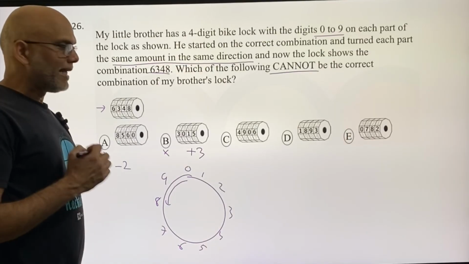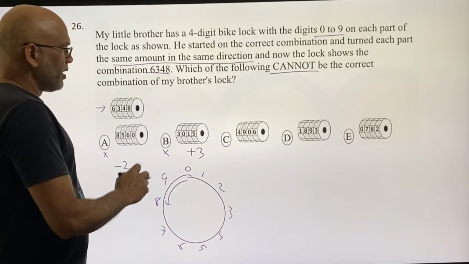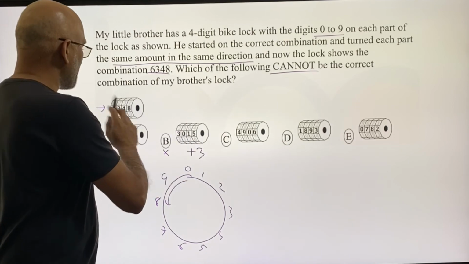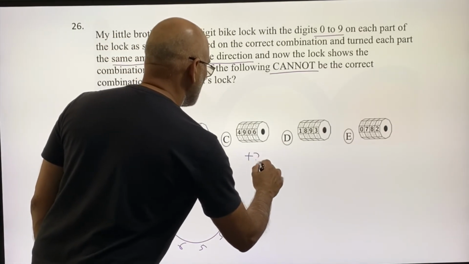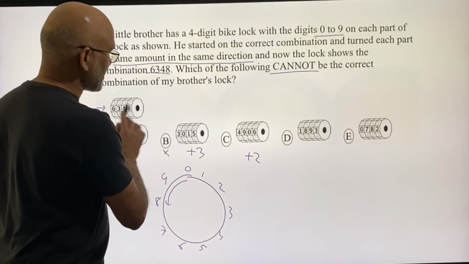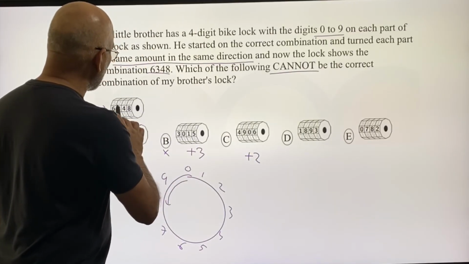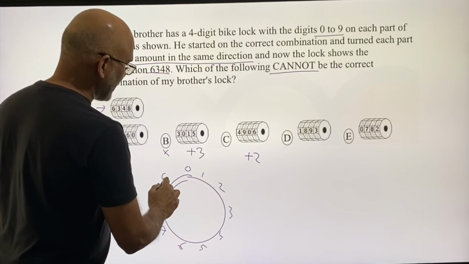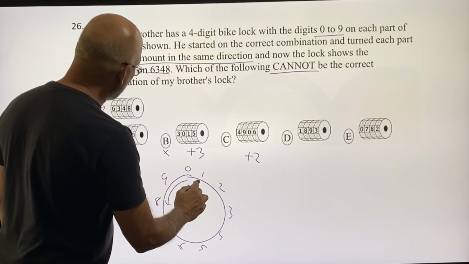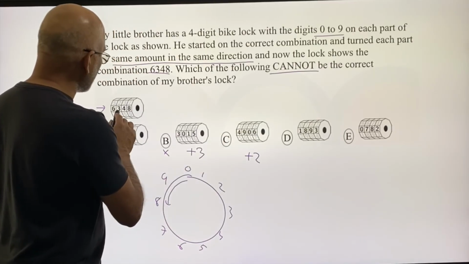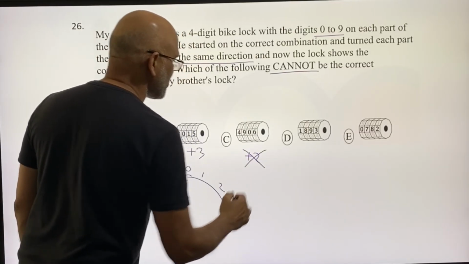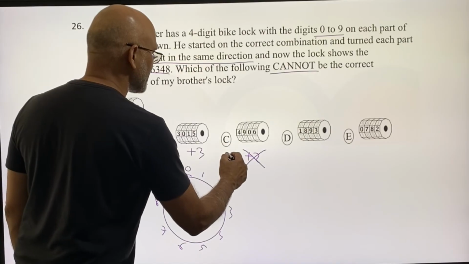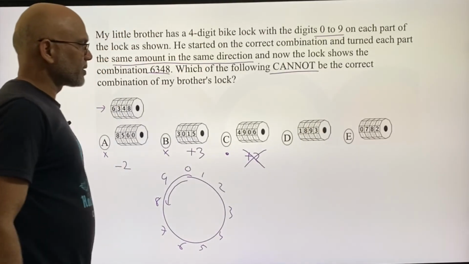All right, now let's check C. How do I go from here to here? How about plus 2? 4 plus 2 is 6, 9 plus 2 is going to be 1, but this is a 3. All right, so seems like this is not going to work. So seems like this is the correct choice, but let's check the other ones.